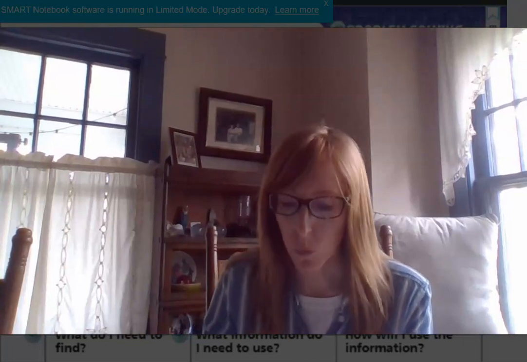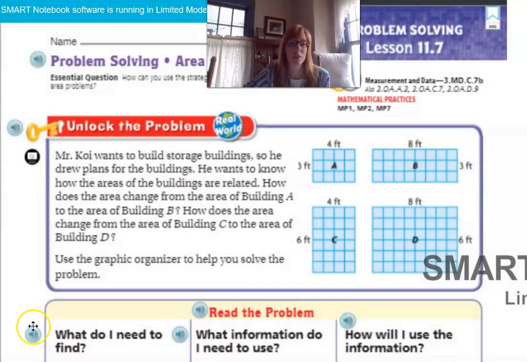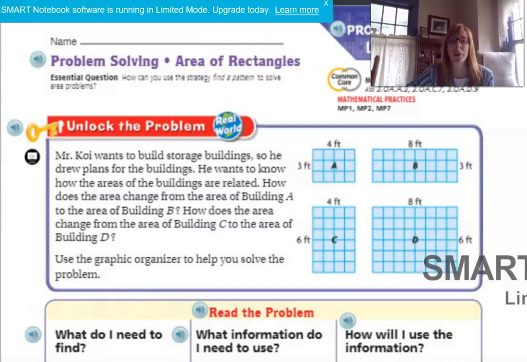So let's turn in our Go Math book. We are on 11.7 and we're on page 663. All right, so we did a review yesterday, the mid-chapter review on area and perimeter. So we're going to continue on with area today. Okay, so here we go.